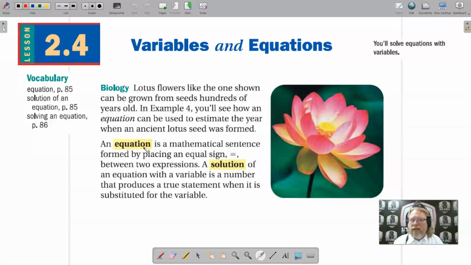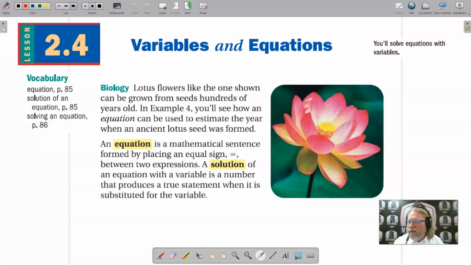So an equation, we've been talking about expressions for quite some time, so now we're going to talk about equations. An equation is a mathematical sentence formed by placing an equal sign, and we know what an equal sign looks like, between two expressions. So those expressions that we've been dealing with, like 3x plus 4, notice I didn't include an equal sign. Now if I said 3x plus 4 equals 12, then now I have an equal sign, and instead of an expression, it is now an equation.